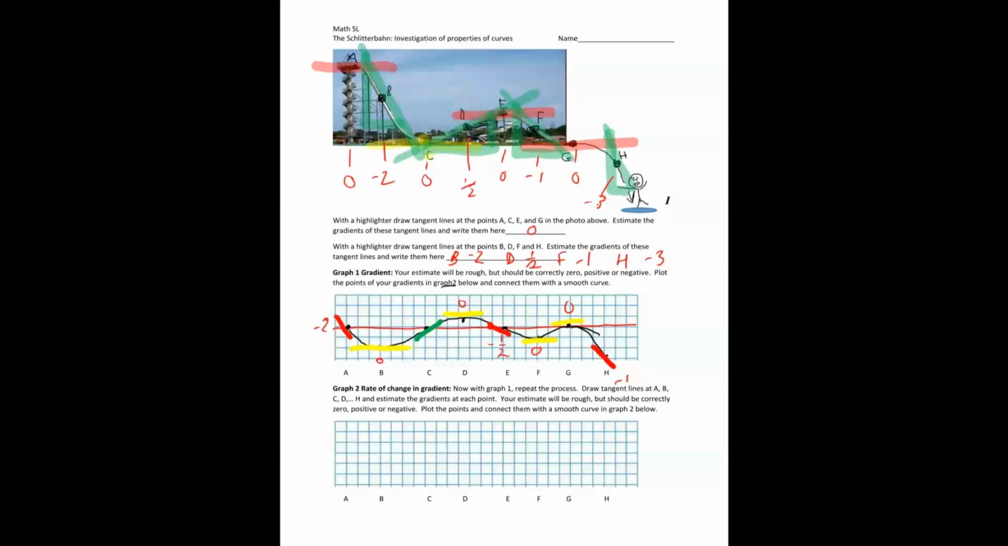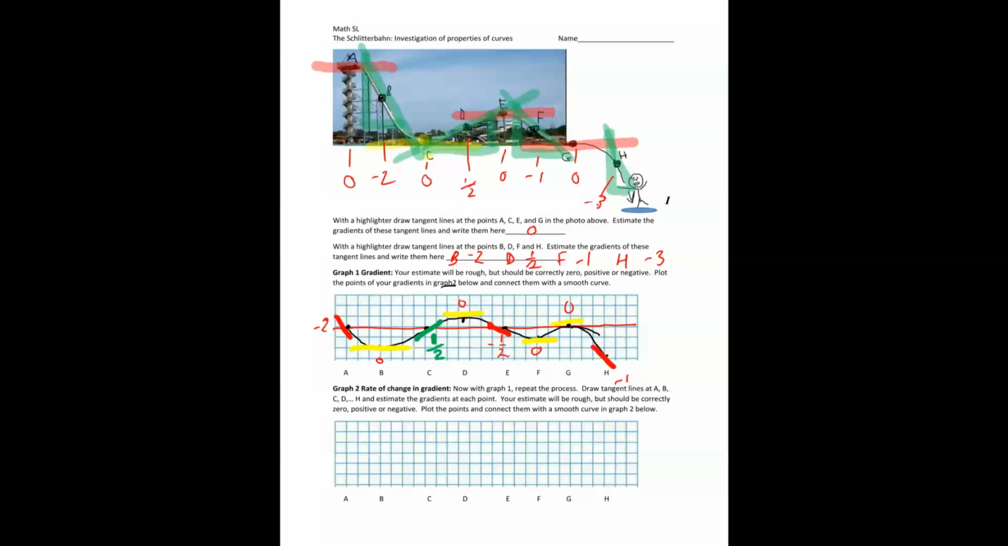All right. Now, oh, and C. C is the green one. That looks like maybe positive 1, maybe 1/2. We'll say 1/2. One half. Okay? Now we're going to graph all of these slopes in graph 2.